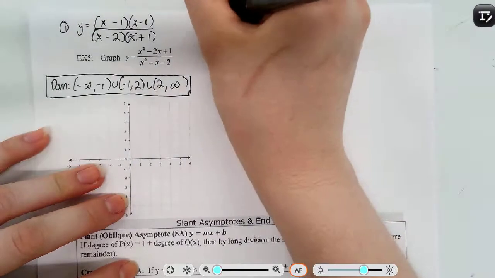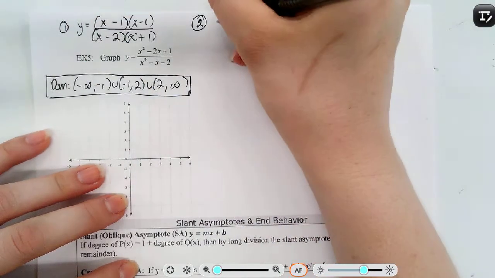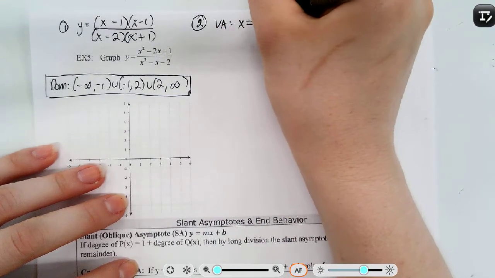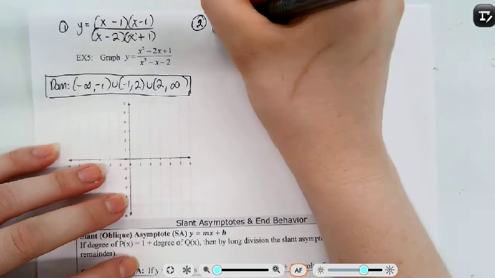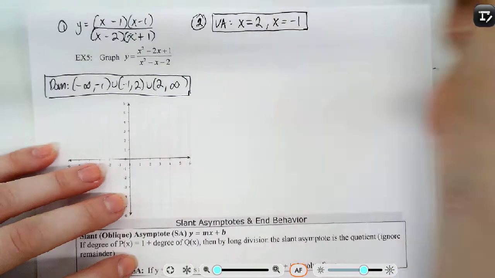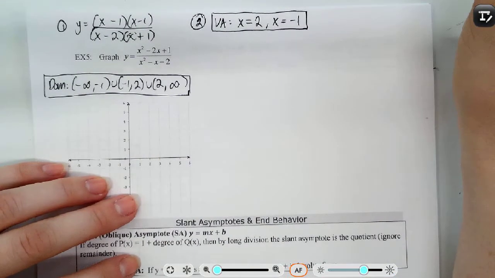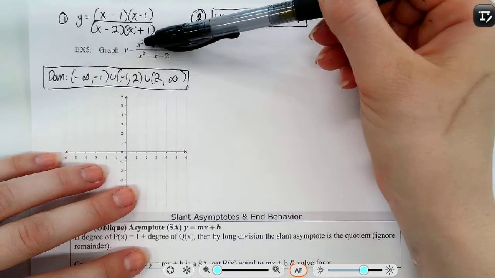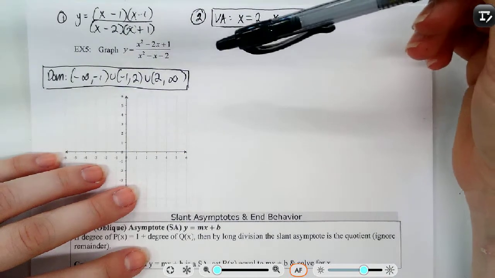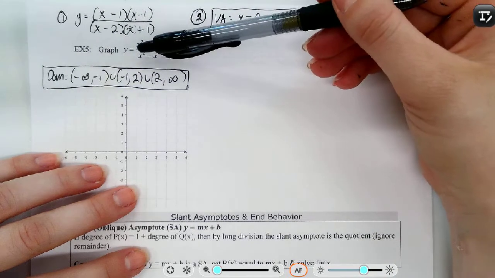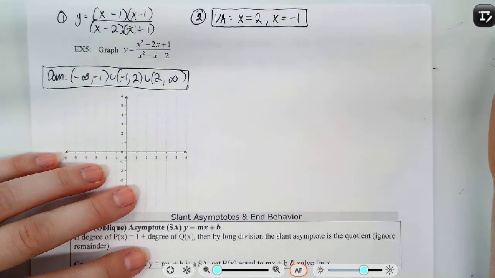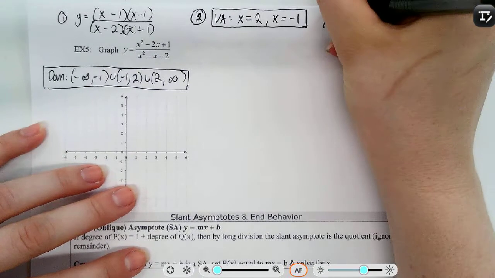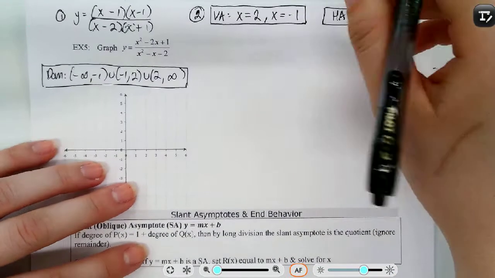Vertical and horizontal asymptotes. Vertical asymptotes are simple, picking them from the bottom. We have two this time. So x cannot equal 2, and x cannot equal -1, so we've got two vertical asymptotes. Horizontal asymptotes: let's compare the powers of our polynomials. We have a 2 and a 2. Since they're the same, we take the ratio of their coefficients, which is 1 and 1. So 1 divided by 1 is 1. Our horizontal asymptote is y equals 1. We do not have a slant asymptote because we have a horizontal asymptote.